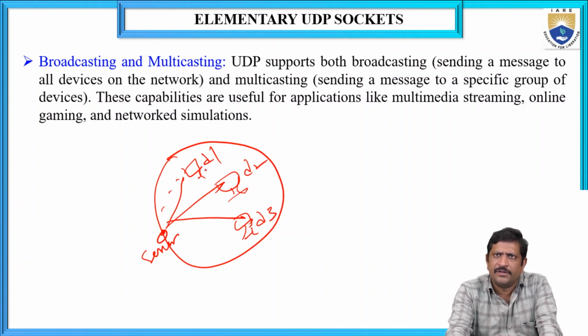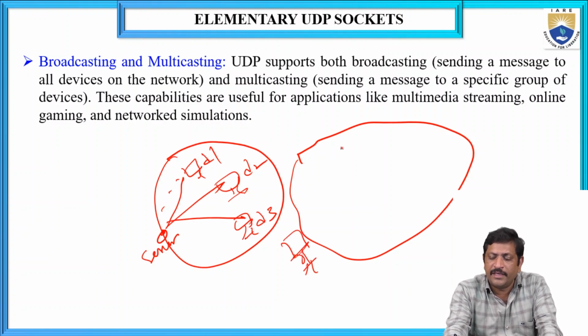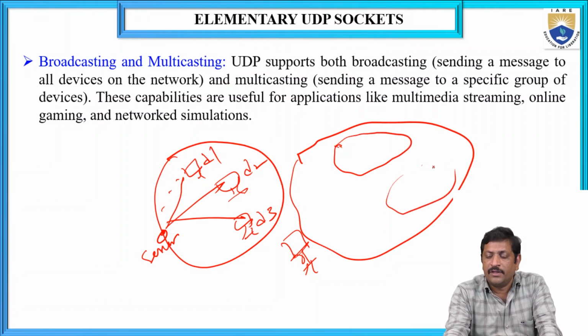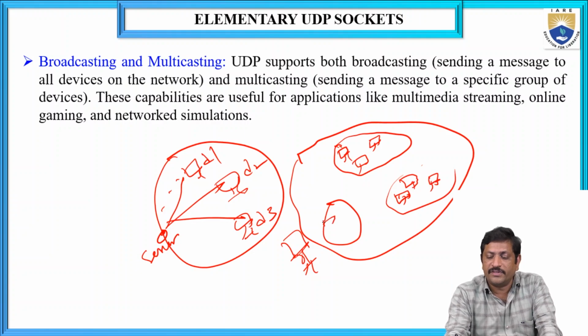Multicasting means sending a message to a specific group of devices. Over the network, from the server machine, we are sending to the specific group of devices. So there is one workstation, another workstation, and another workstation. In these workstations, we arrange some groups of other devices. Here is some group of devices, here also, and here also. Now the information can be sent to a specific group of devices. So that is a multicast.